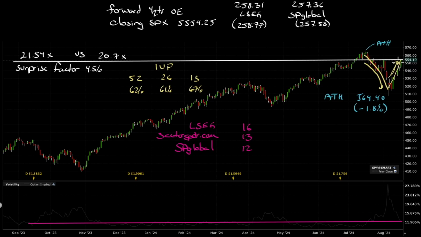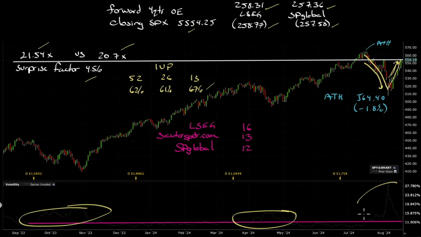Isn't that incredible? Forward four-quarter operating earnings, LSEG's 258.31, which is a small drop from the week before. S&P Global 257.36, small drop from the week before, but the market really went up. So we're back over 21 times forward earnings, 21.5 times versus 20.7 the week before. The surprise factor is still sitting at 4.5%, down from the 8-point-something percent we saw in the previous quarter. Implied volatility in the 60s across the board. I drew a straight line for implied volatility here. You can see some periods where it was higher, and this was really beautiful.